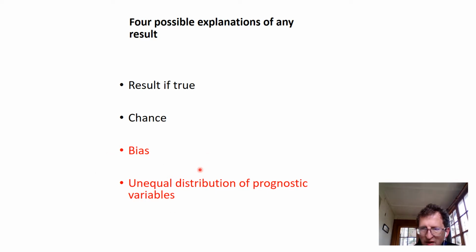As I said, you can go into our full-length YouTube clip so you can see how we did that. But what we're trying to get across is the idea that internal validity is about dealing with identifying bias and this unequal distribution of prognostic variables.